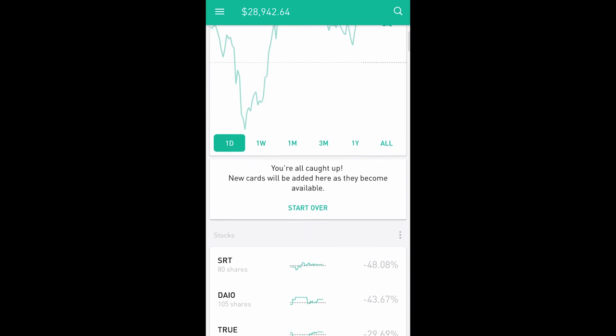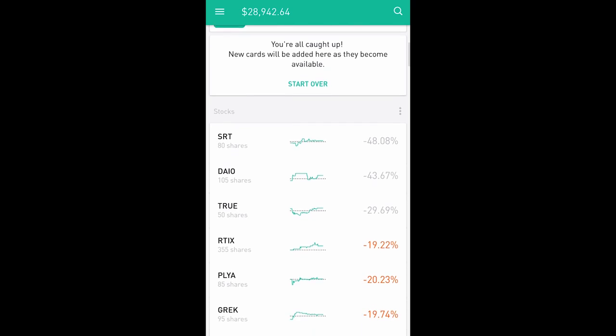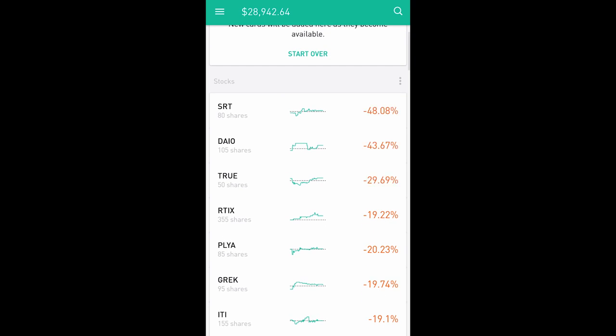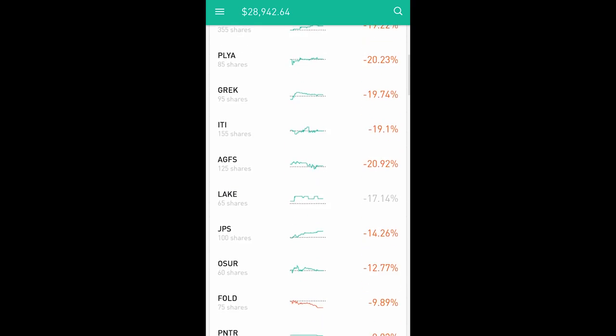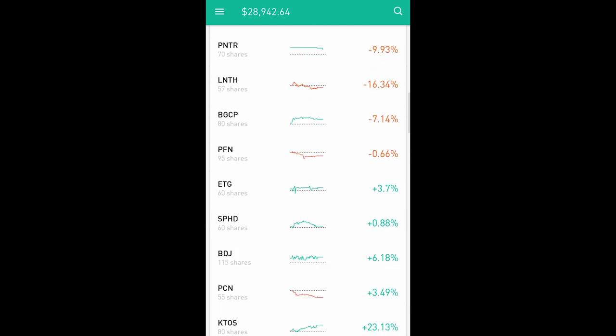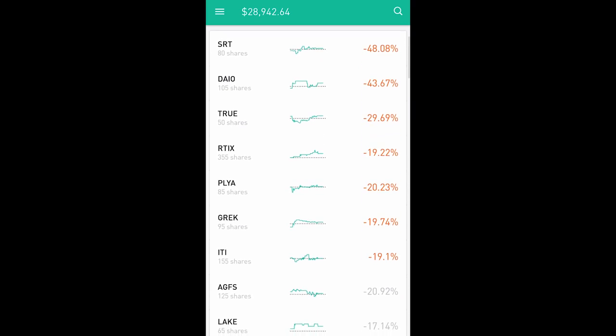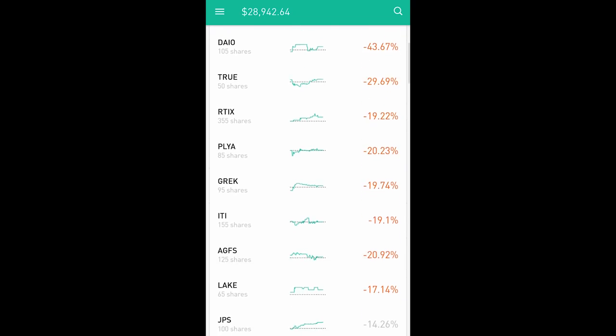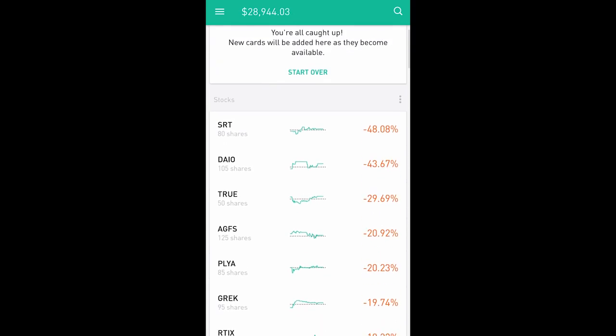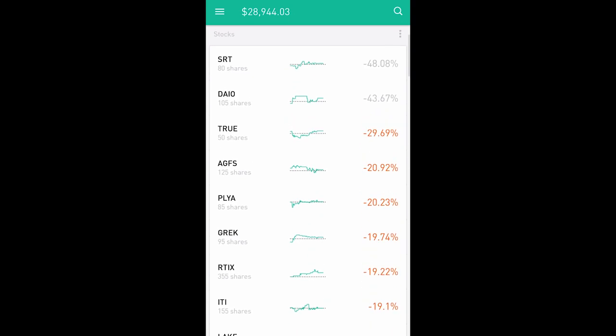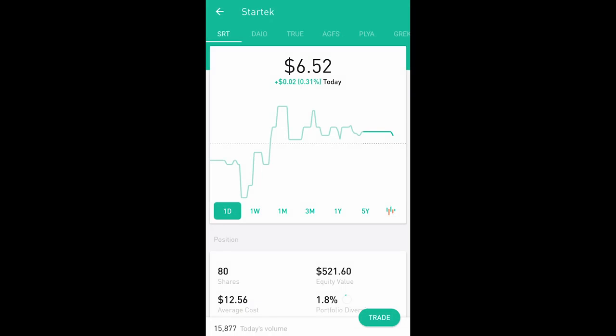I looked at companies that were on an uptrend, that were between $5 and $20. And so all these companies right here fit that description. At the time, using the margin account with Robinhood, I actually had access to about 30,000 total, and I bought basically 30 companies. So if you look at the companies that I bought, the worst stock that I bought was this SRT, which is StarTech.